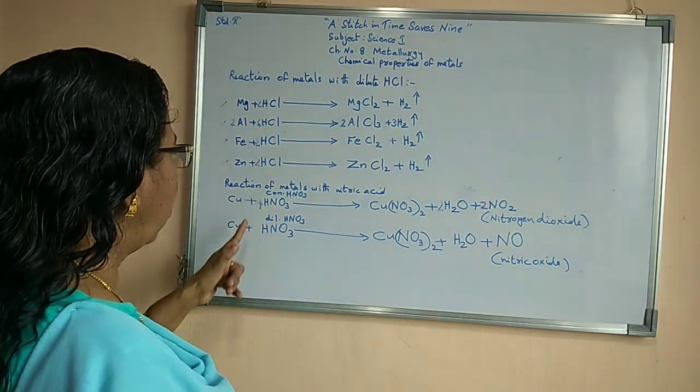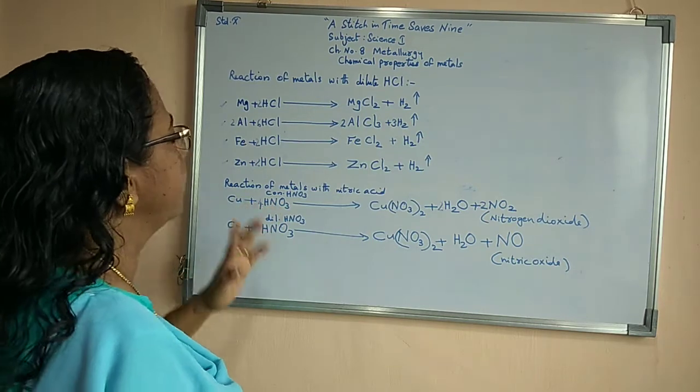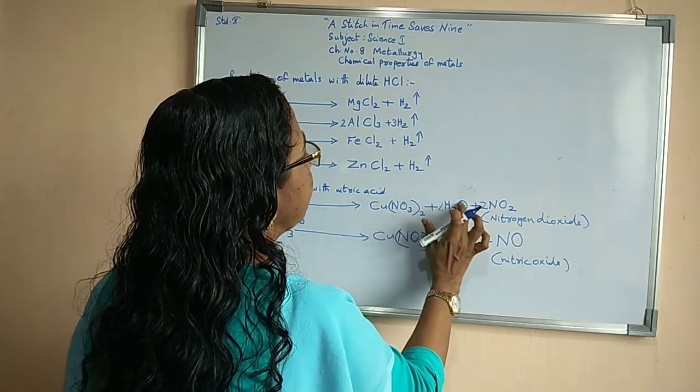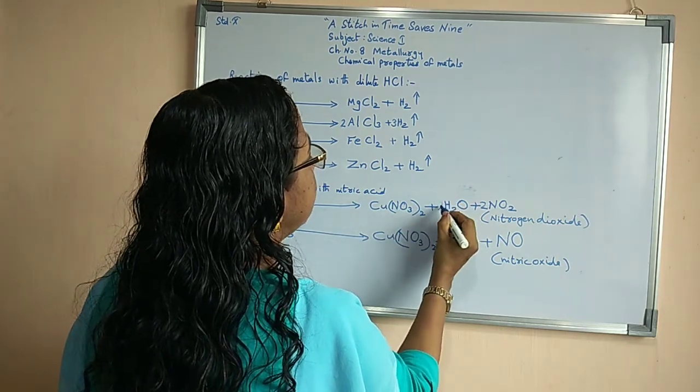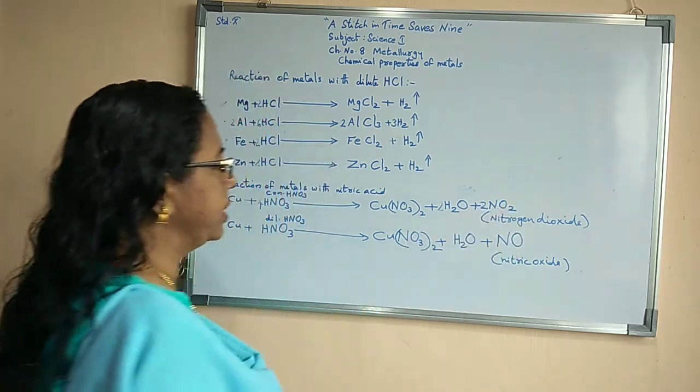Now what about the oxygen's number? We'll see now. Oxygen 4 3s are 12. Here 3 2s are 6. 6 plus here 2, 8. 8 plus 4, 12. So equation balanced.